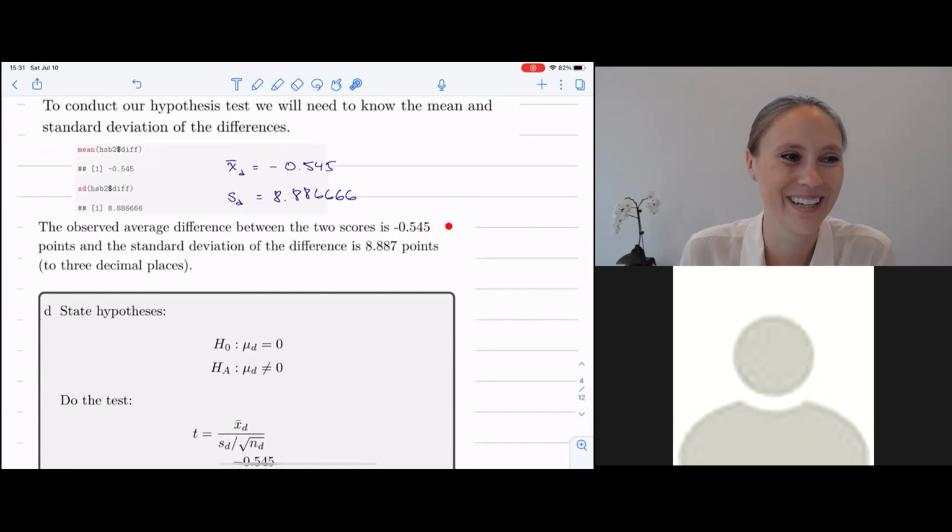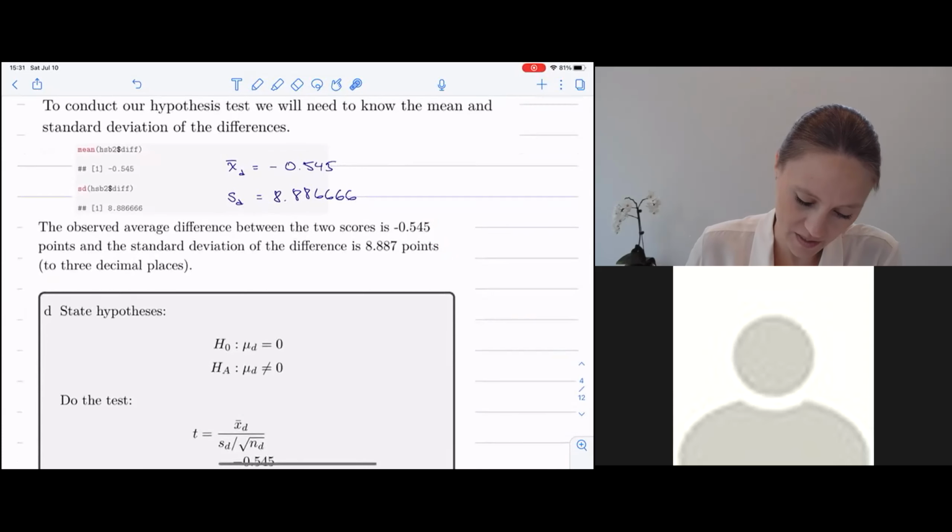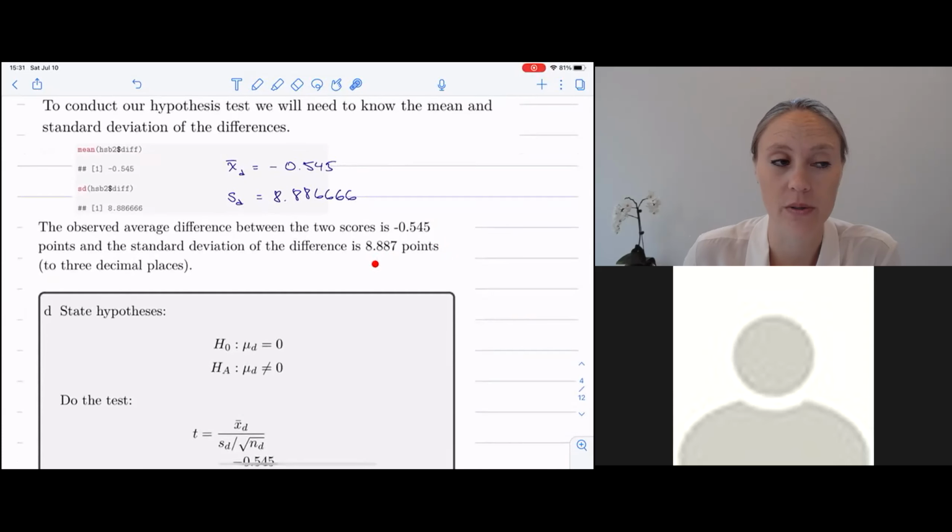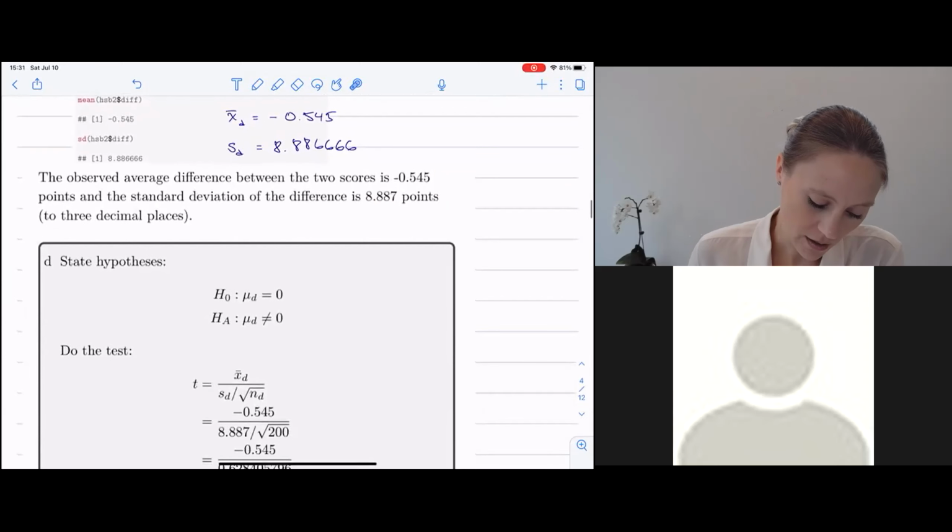Hey, I already said that. The observed average difference, and then the standard deviation. Oh, nice. Okay, so for the calculations, I rounded to 3 decimal places. That's fine. All right.